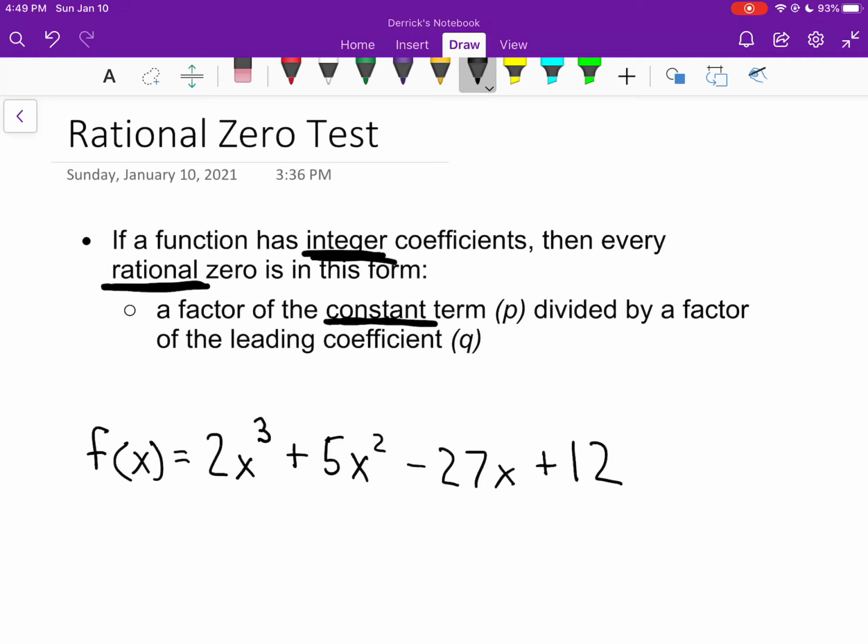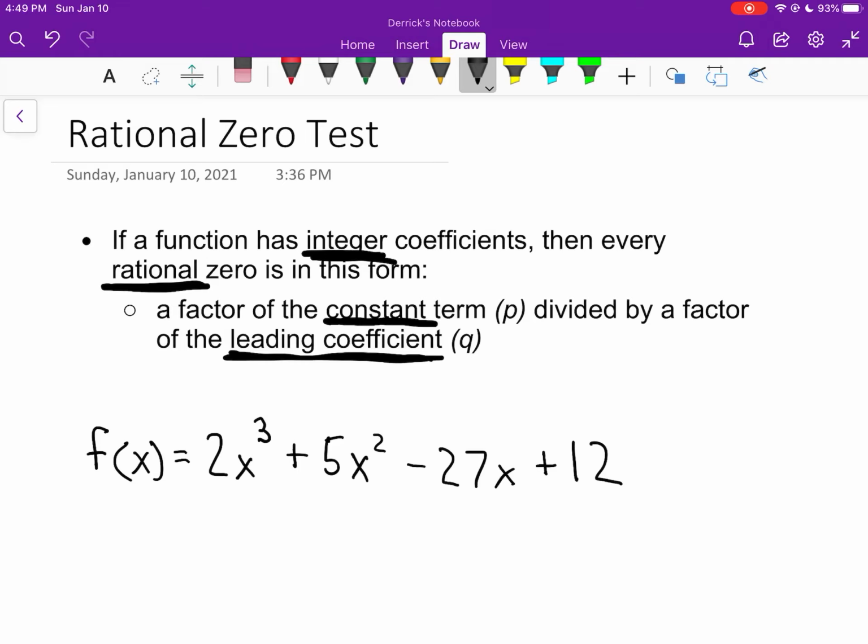Remember, a constant is a number without a variable, divided by factors of your leading coefficient. Remember, leading coefficient would be the coefficient, the number in front of the variable specifically, with the greatest, the highest exponent. Okay? Now the idea here, because all of that sounds like a lot of work, but it's really not that complicated.